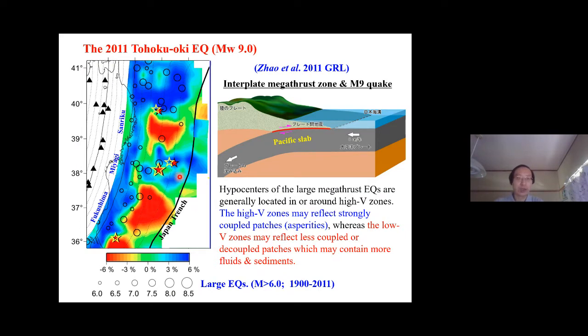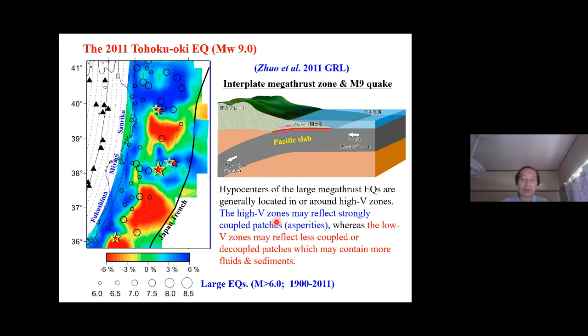The yellow star shows the foreshock, mainshock, and aftershocks of the 2011 Tohoku earthquake. We can see quite a good correlation between the distribution of large earthquakes and the tomography. Most of these larger events occur in high velocity anomalies, that is in the blue zones, but in the red zone there are quite few events. So these events occurred either in the high velocity regions or at the boundary between the low velocity and the high velocity zones.